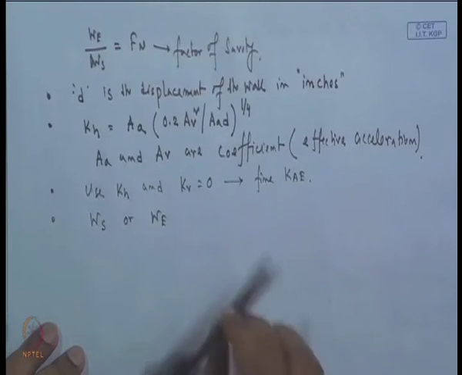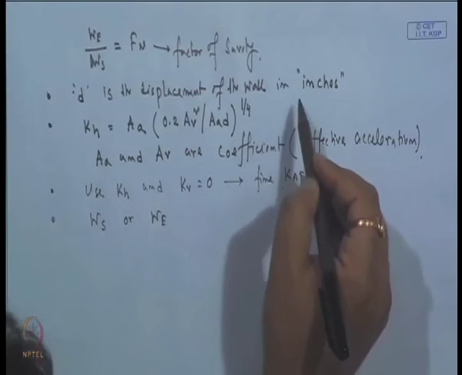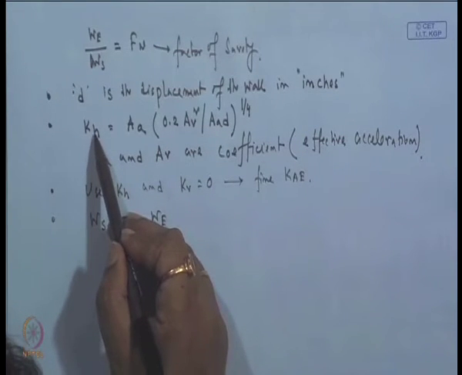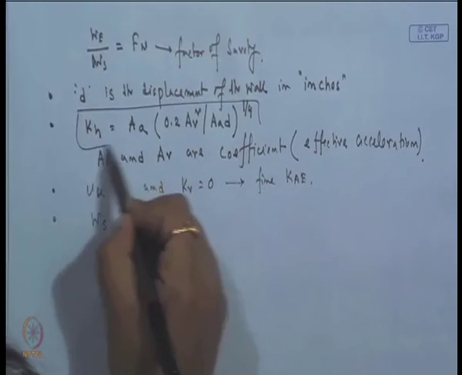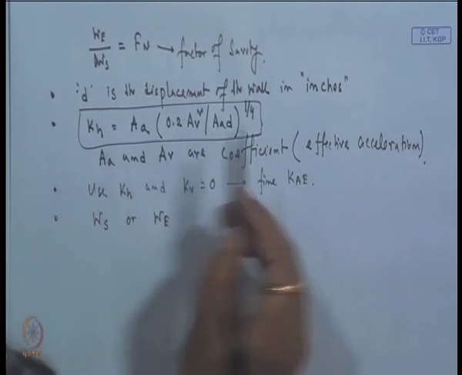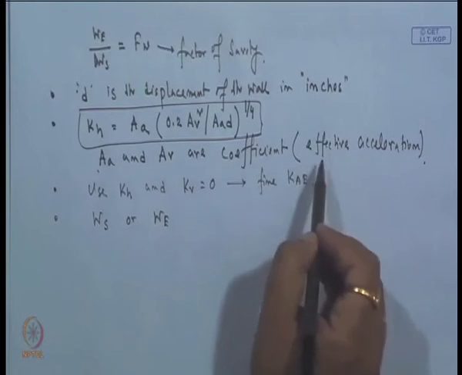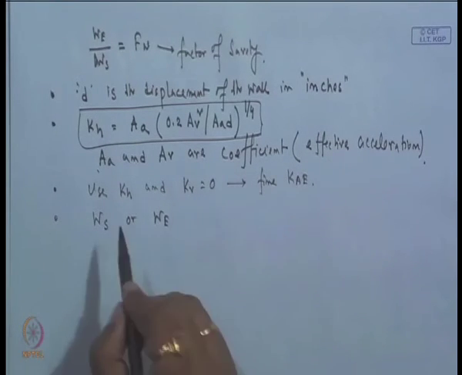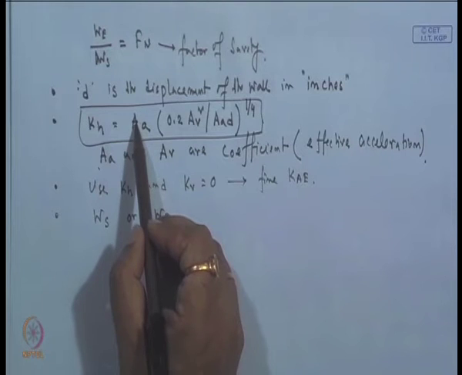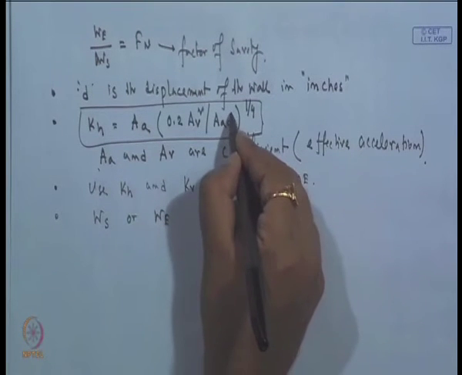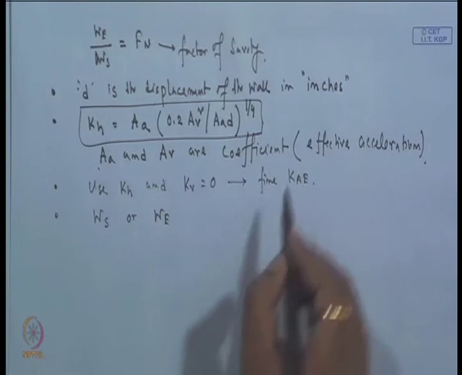So, that means the steps are, first we consider a displacement of the wall d in inches, then we consider this K h expression with the help of this equation, where A v and A a are the two effective acceleration coefficients. Then what we will do? We will calculate the K h from this expression after knowing this K a and A v values, and d is the displacement in inches, and then we will put K v equal to 0, then we will calculate K a e.